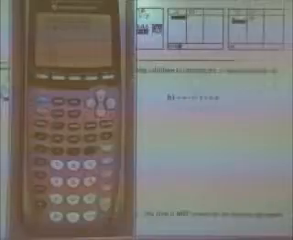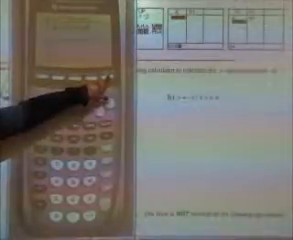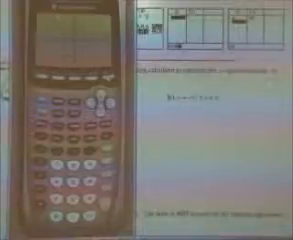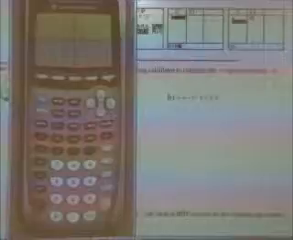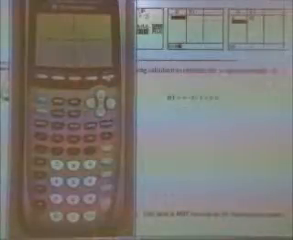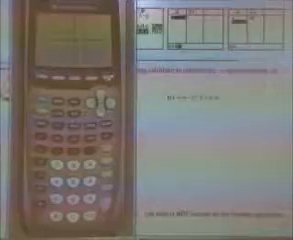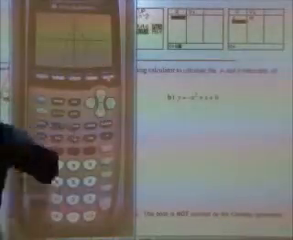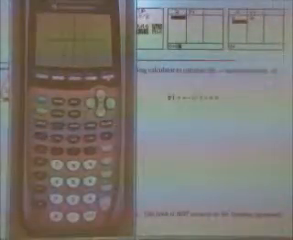I'm already on my standard window setting, so I don't have to go zoom 6. I can press graph. And then I have this upside down shaped U. Do you guys remember what we called this? A quadratic. So the shape is called a parabola. The equation is a quadratic equation.